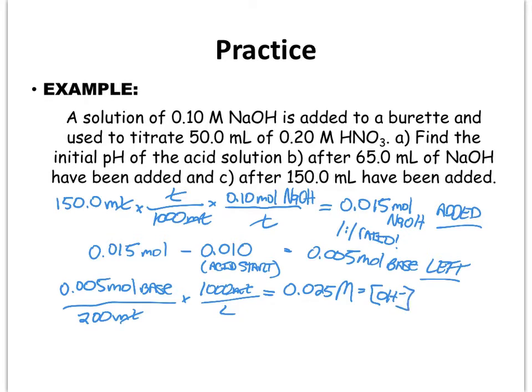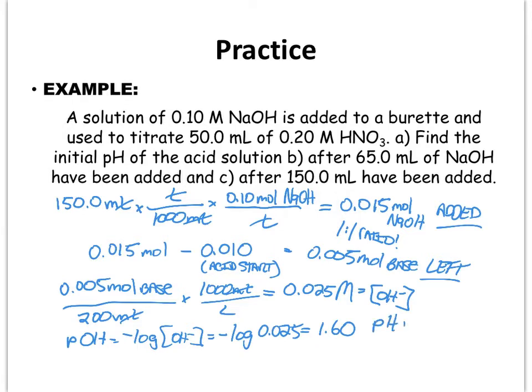Be careful here. The acid is all gone. The only part left over is the base. It's NaOH. So if you know the concentration of NaOH, you know the concentration of OH minus. So from the concentration of OH minus, we know that the pOH is equal to the negative log of the concentration of OH minus. So the negative log of 0.025 is equal to 1.60. This is not the pH though, this is the pOH.